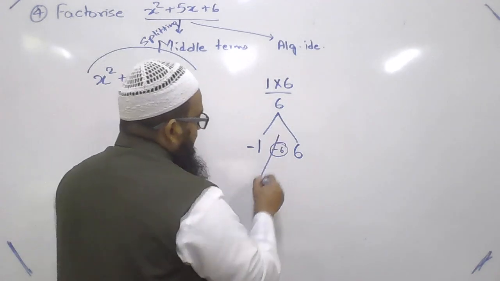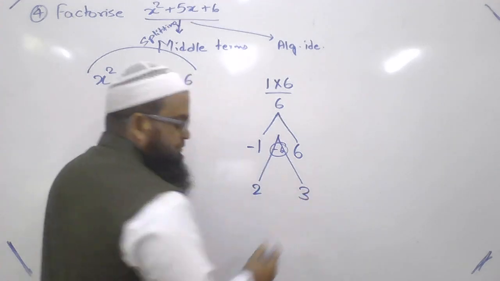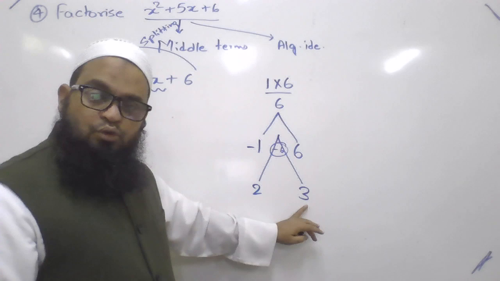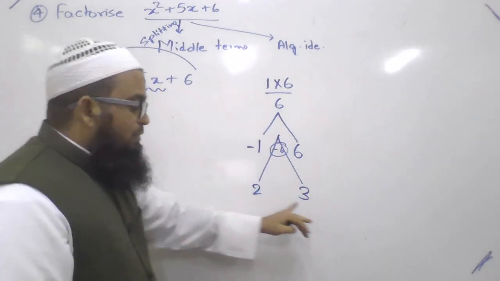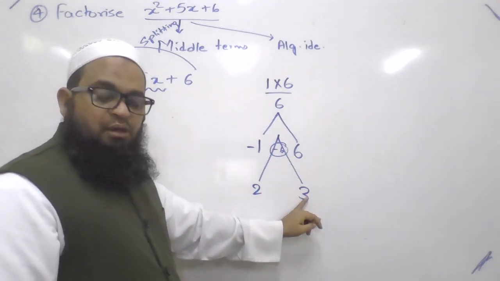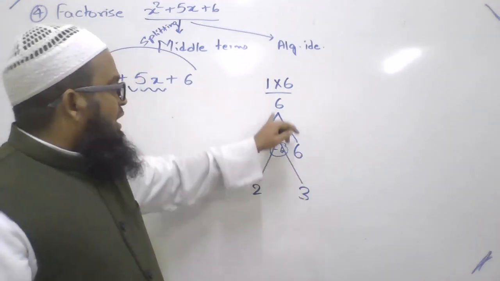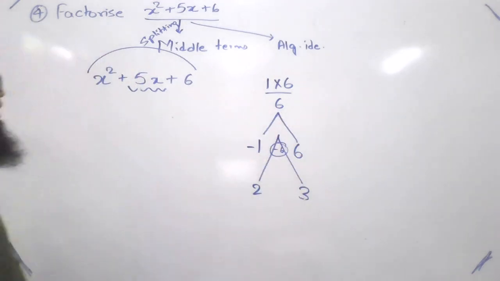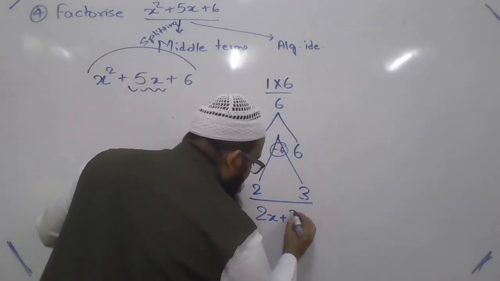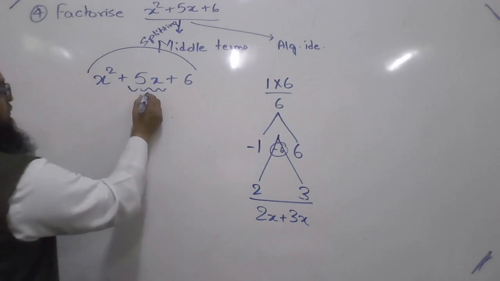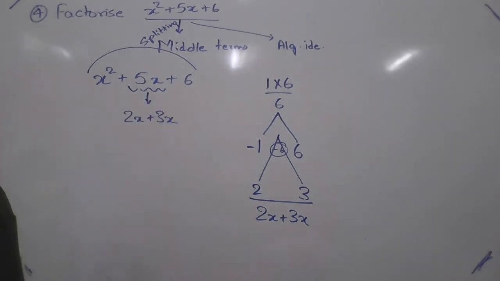So let us go for the next set of factors. It is 2 times 3 is 6. Now add these two: 2 plus 3 is positive 5. Yes, sir, we have it. And multiply these two, positive 2 times positive 3, it is positive 6. Do you have positive 6? Yes, sir, we have. Therefore we can split the middle term as 2x plus 3x. That means this 5x can be written as 2x plus 3x. This is what splitting of middle terms is.